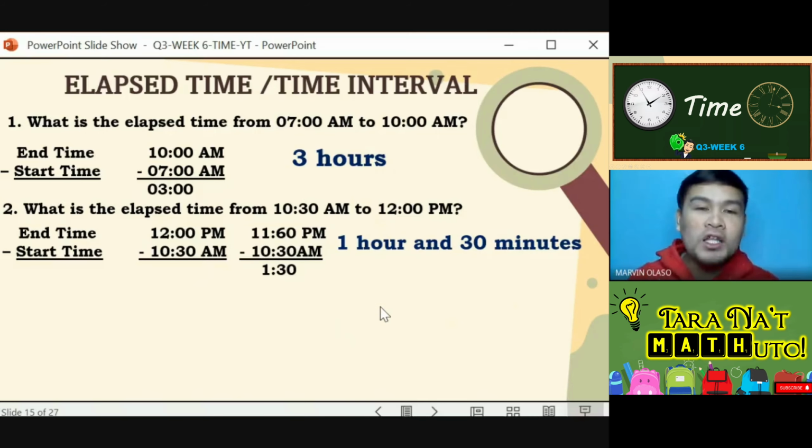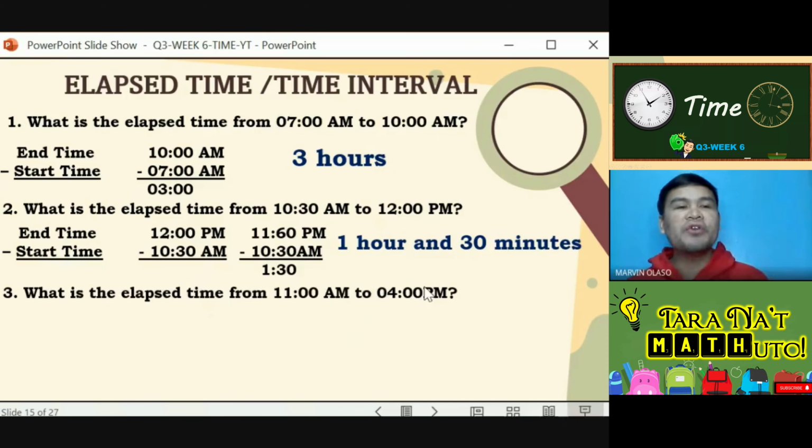Again, if you want to use manually, walang problema. So, I'm just teaching you how to get it using a formula and regrouping method para mas madali at mabilis niyong makuha. Okay? And let's try the third one.